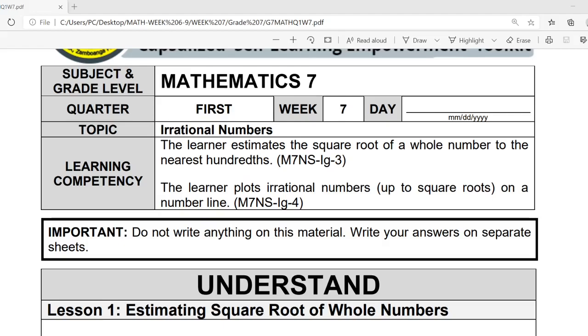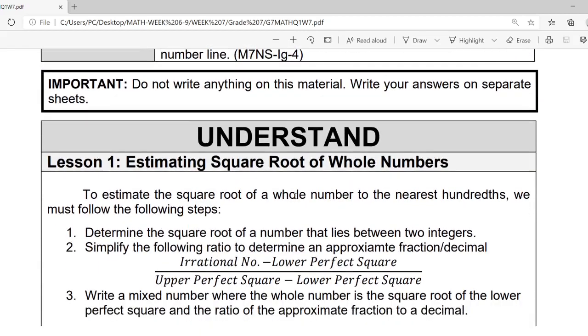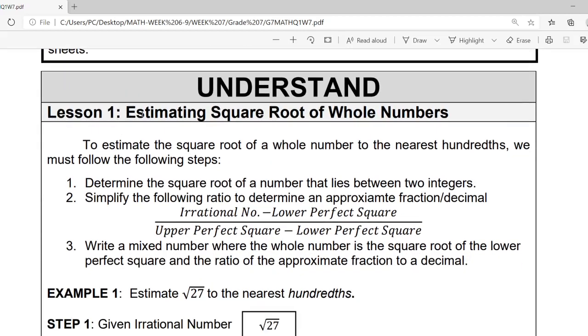So our learning competency here is the learner estimates the square root of a whole number to the nearest hundredth. The learner also plots irrational numbers up to square roots on a number line. So what do you need to understand here? In lesson 1, we have estimating square root of a whole number.